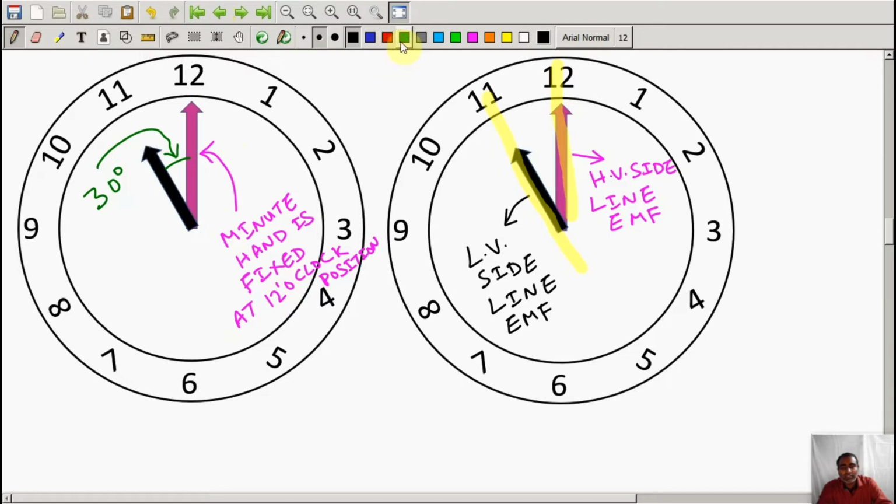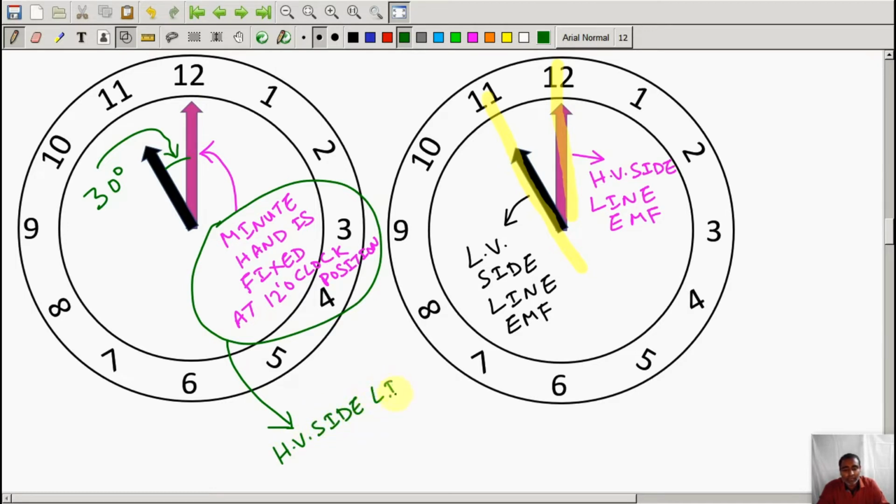So this means that HV side line EMF should be treated as the reference. Since we are saying the minute hand is fixed at the 12 position, we will imply this thing as HV side line EMF. HV side line EMF is chosen as reference.